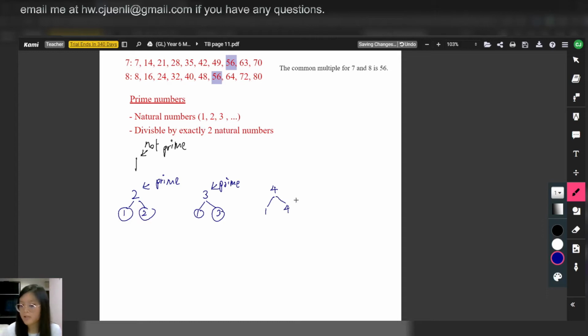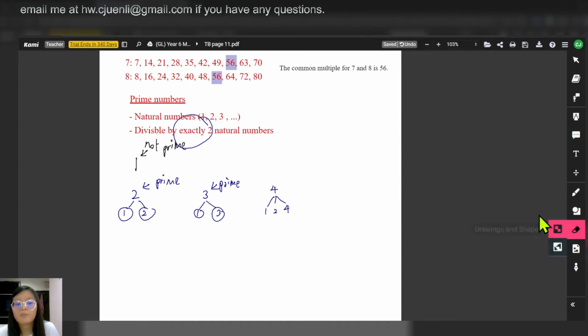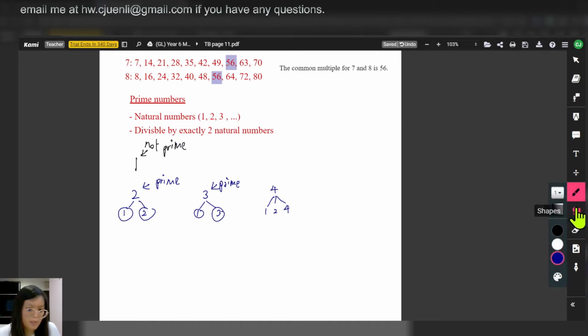Correct, there are 2 numbers. But there is also another number we can multiply to get 4, and that is 2. So with 1 times 4, you get 4. 2 times 2, well, yeah, you get 4. Again, over here, it is not exactly 2 numbers anymore. We want exactly 2 only. So 4 is not a prime number because there are 3 natural numbers over here. So it is not a prime number.